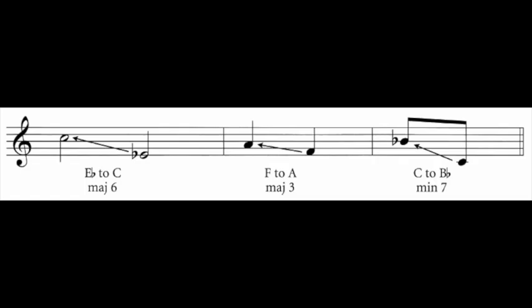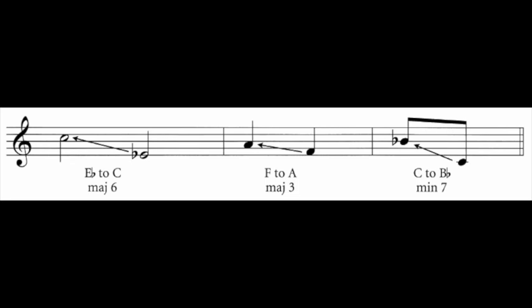Intervals are always identified by using the lowest note as the tonic. This applies to melodic intervals even when the lowest note comes after the highest note. So remember that the bottom note is always the tonic. Here they're showing you E flat to C, not C to E flat, because that would go from the C where it is to the E flat above. We're going from E flat to C.